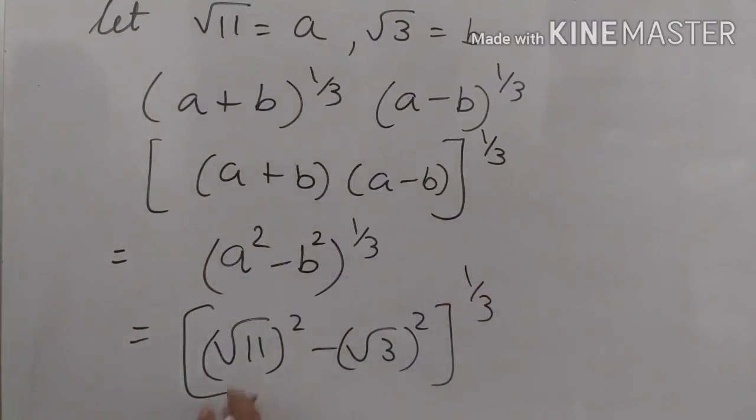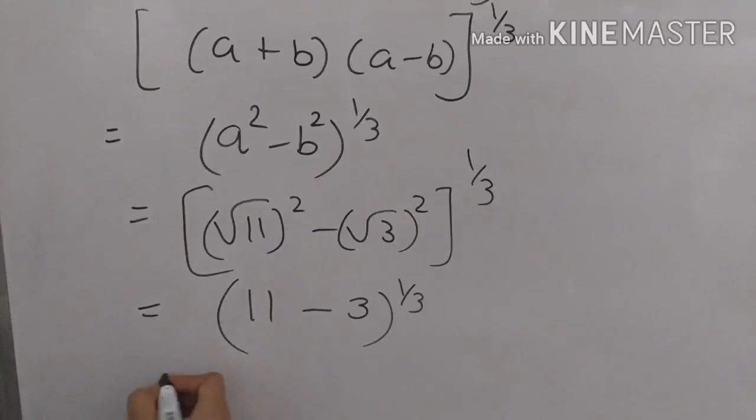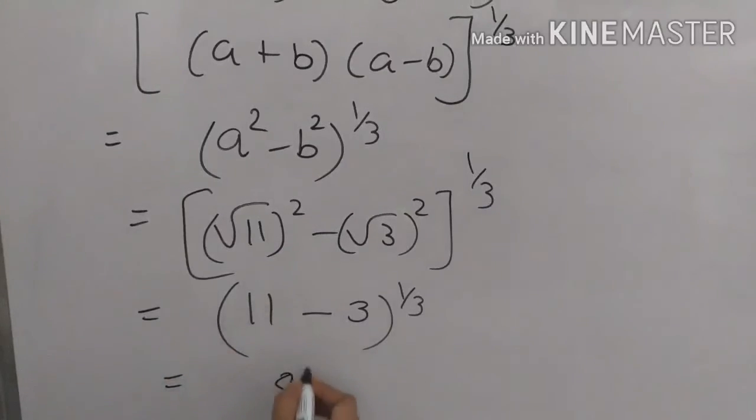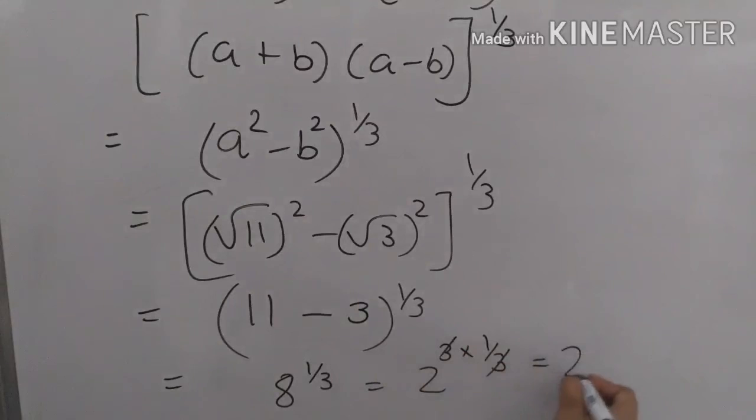So what is under root 11 square? 11. And under root 3 square is 3. So 11 minus 3 whole raised to 1 by 3. This way it is equal to 11 minus 3 is 8 raised to 1 by 3. Now 8 is nothing but 2 cube, into 1 by 3. So 3 gets cancelled. We are left with our answer as 2.